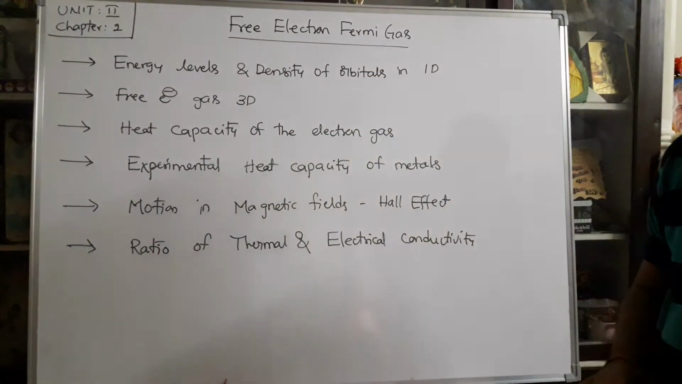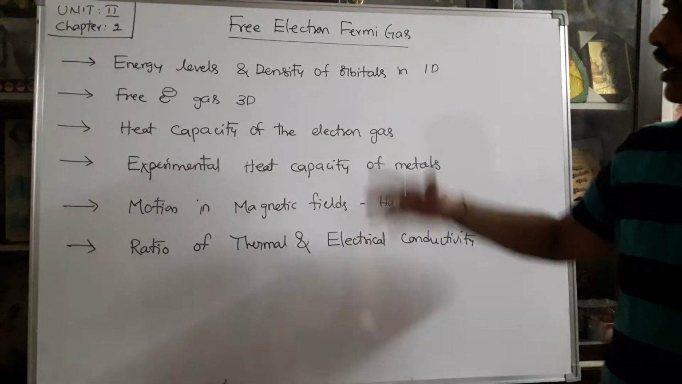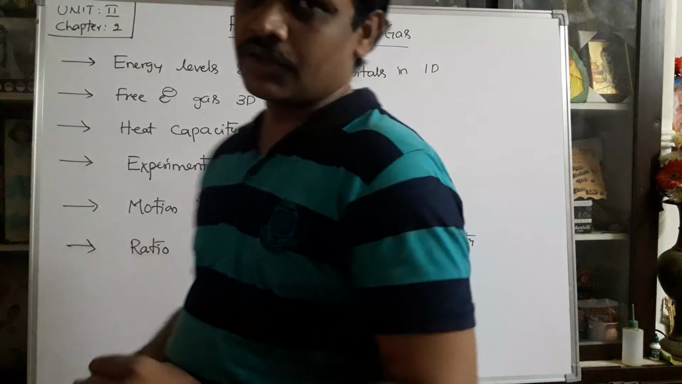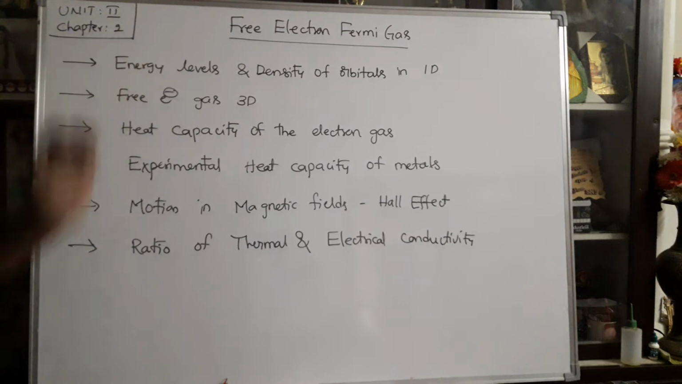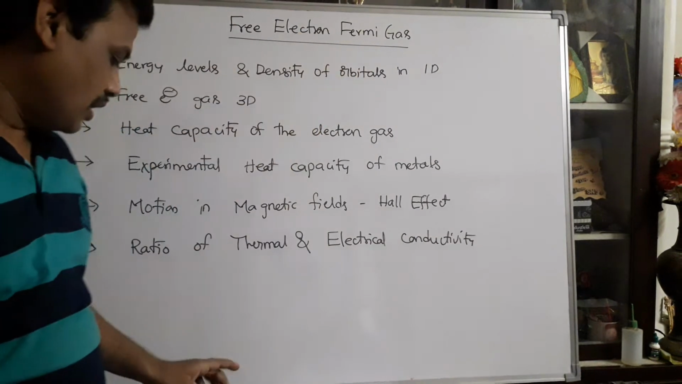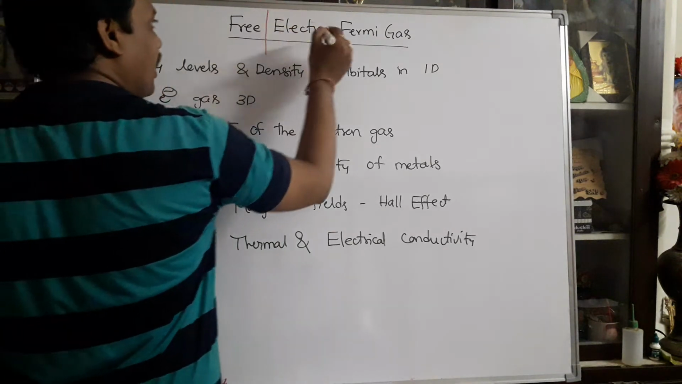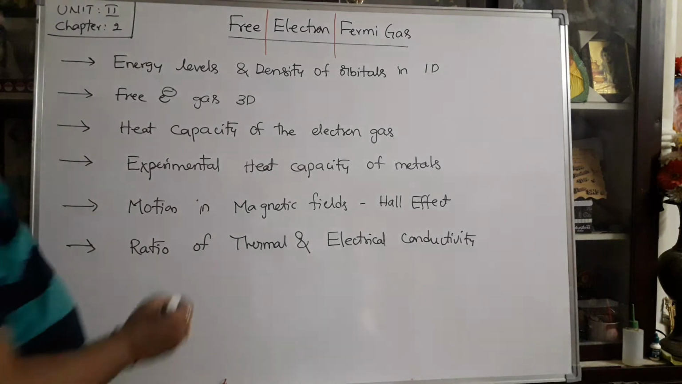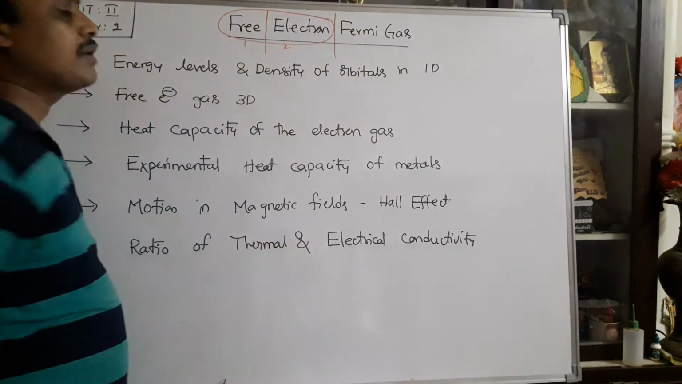The name of the chapter in unit 2 is free electron Fermi gas. First we will discuss what is the meaning of each topic. After a clear discussion, we will go step by step, topic by topic, and a deep discussion can be covered. So the present chapter is free electron Fermi gas. In the free electron Fermi gas, there are three words. Particularly, the first and second words can be taken in combination, that is nothing but free electron.